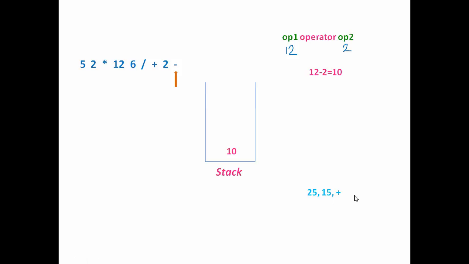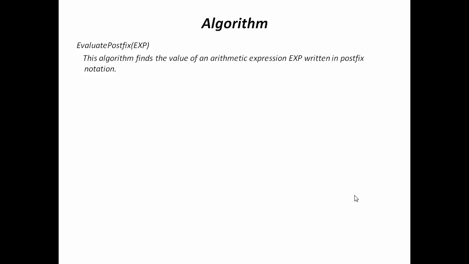Okay, next we learn how to write an algorithm for evaluation of a postfix expression. This algorithm evaluates an expression exp written in postfix notation. The first thing that we need to do is create a stack. Here we create a stack named stack. Next we scan the expression from left to right. For that we use a for loop that runs from 0 to length of the expression minus 1.